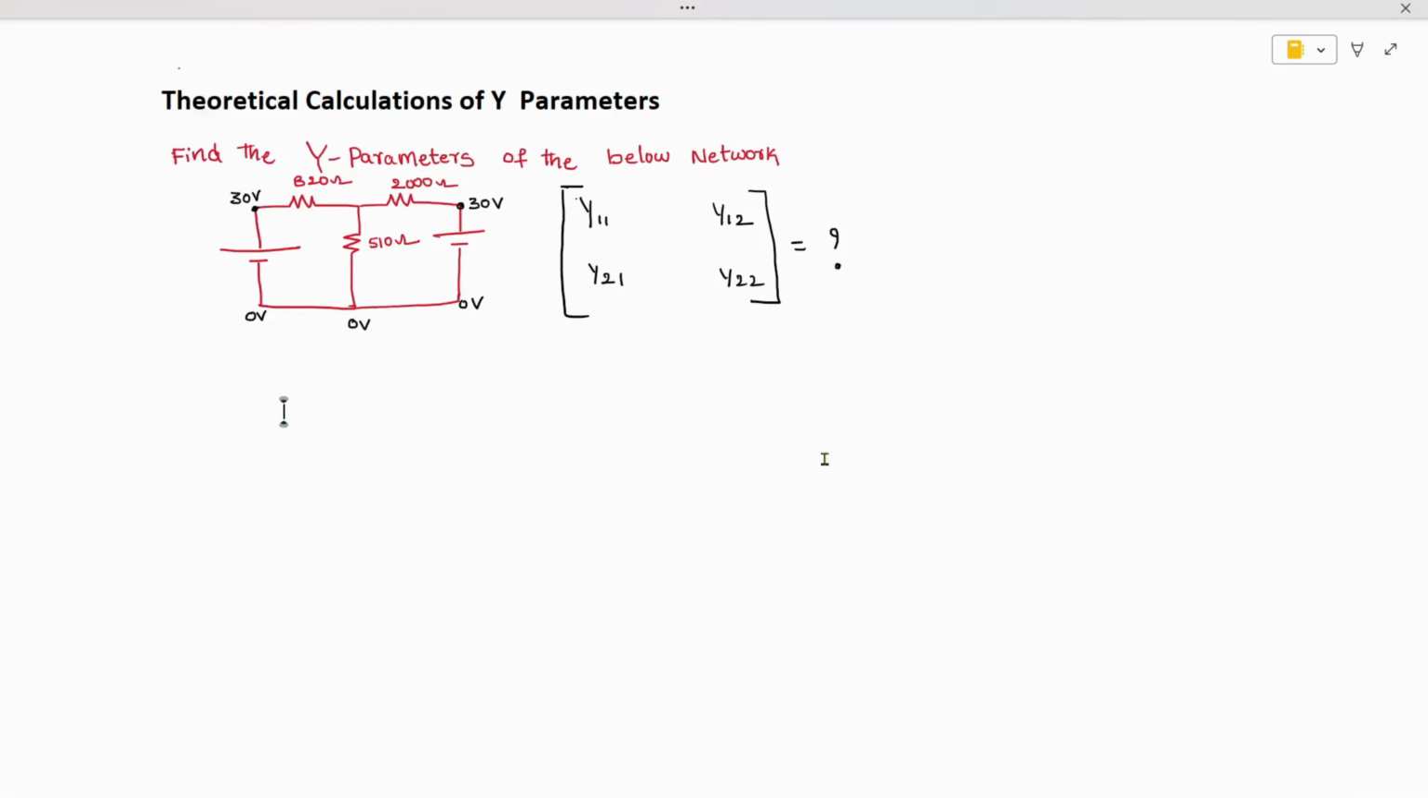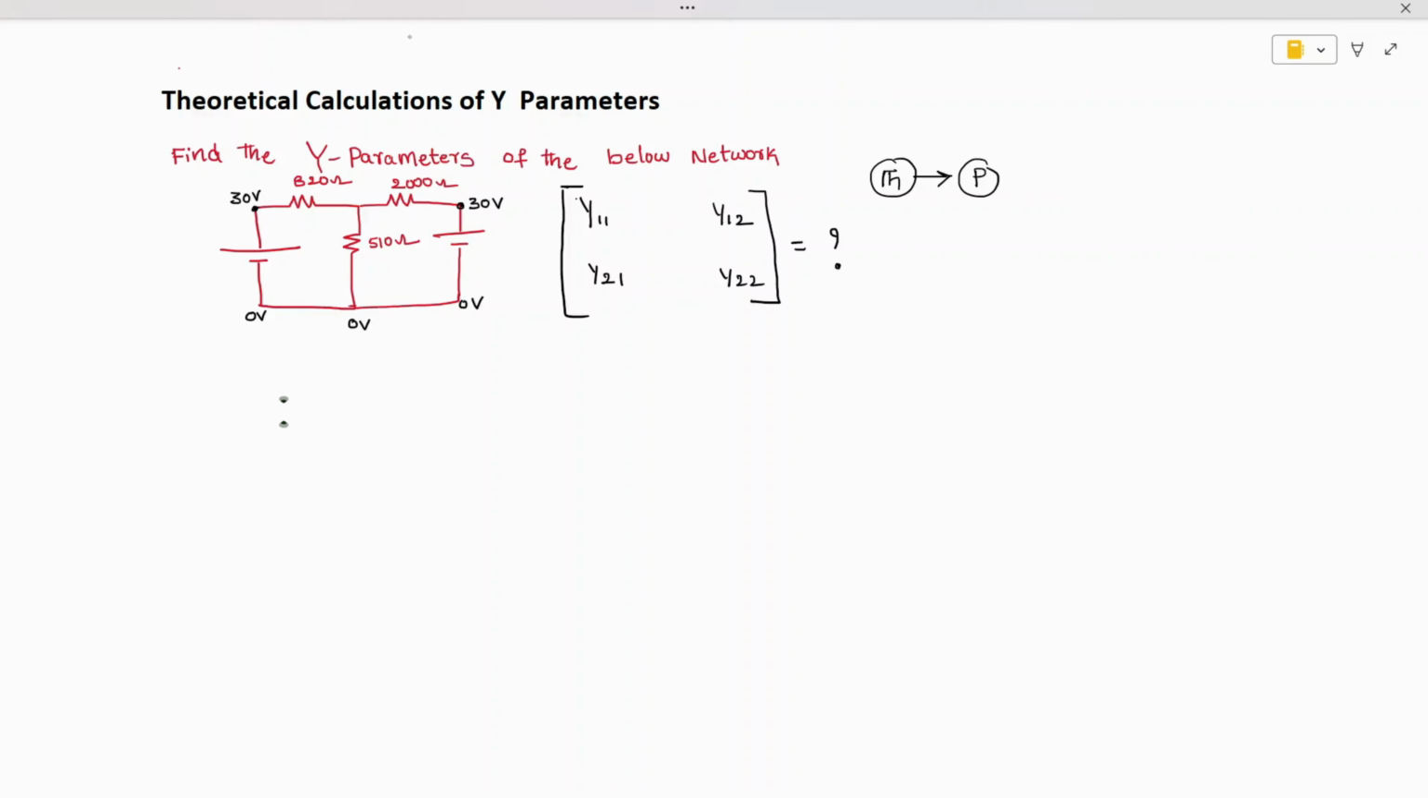Today we are going to perform the theoretical calculations of y parameters. Here we need to find out y11, y12, y21 as well as y22. For this given T network we will perform theoretical calculations in this video, continued with a practical video on calculation of y parameter. Let us first see how to calculate these parameters.